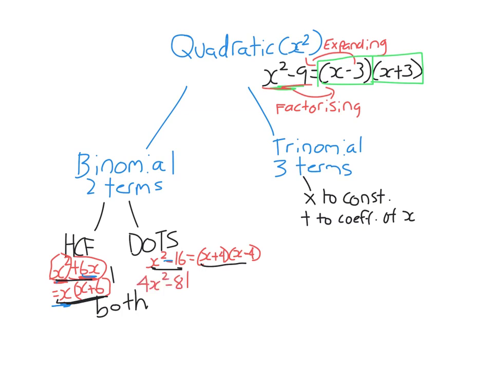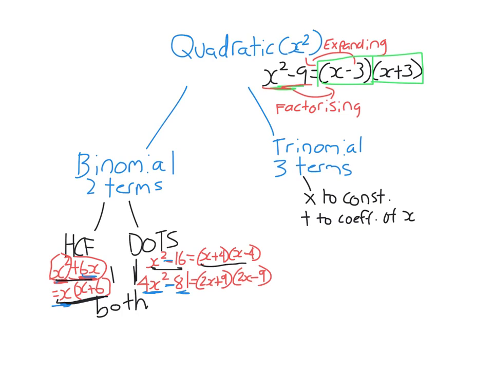So 4x squared minus 81, it's the difference of two squares, so 4x squared is one square, 81 is another square. So we get our two brackets. The square root of 4x squared is 2x, because 2x times by itself gives 4x squared. The square root of 81 is 9. One gets a plus, and one gets a minus. Note that in each of these, they were binomials as they also had two terms.